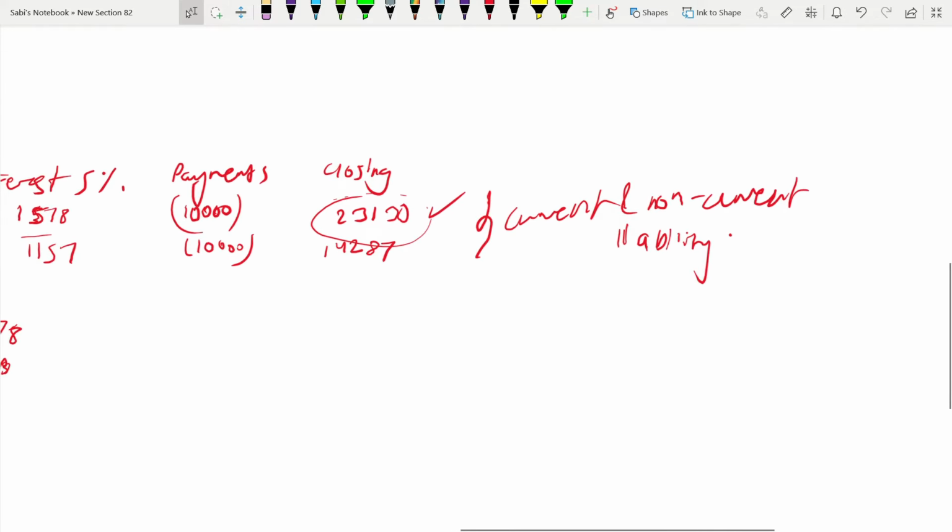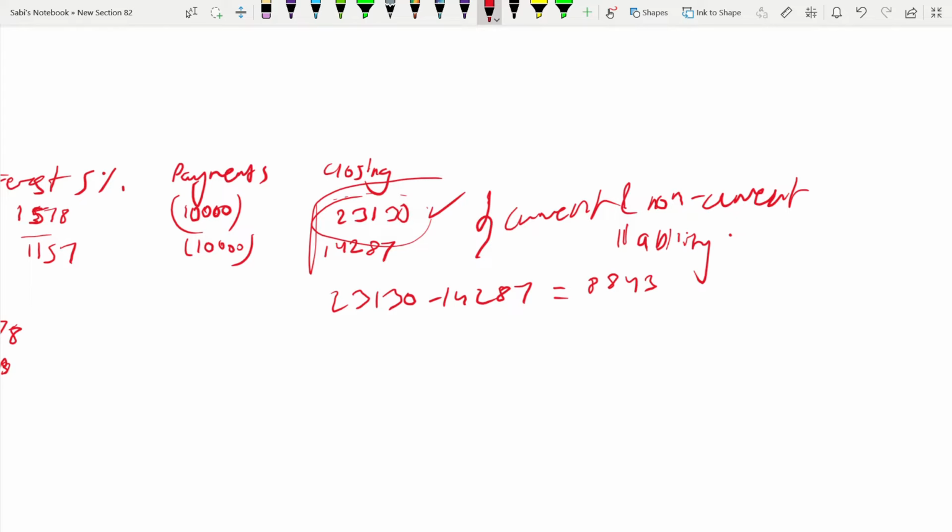Okay. Now, you see you have been given two figures. Closing. Compare the two. So you need to compare these two, which is 23,130 minus 14,287, which is 8,843. So this one is current, and this one, 14,287, is non-current. I just wanted to show you this. This 8,843 goes as a current liability, and that goes as a non-current liability.